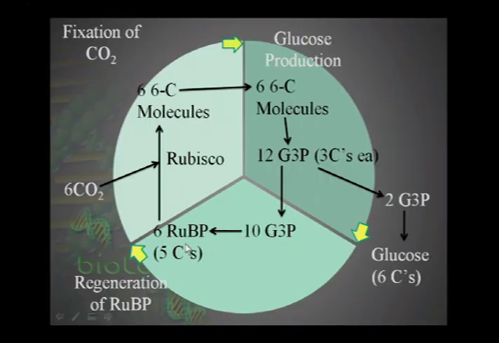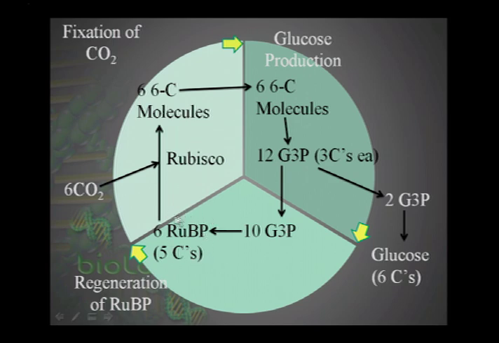So as we look at the cycle then, we start with 6 ribulose bisphosphates. We go through a series of changes. We're going to bring in 6 carbon dioxides. So we start off with 30 carbons. We're going to bring in 6 carbons to make 36 carbons in the form of 6 6-carbon molecules. Those are going to be split up into 12 3-carbon molecules. 2 of those are going to be diverted off to make glucose. The other 10 are going to be used to regenerate the ribulose bisphosphates.